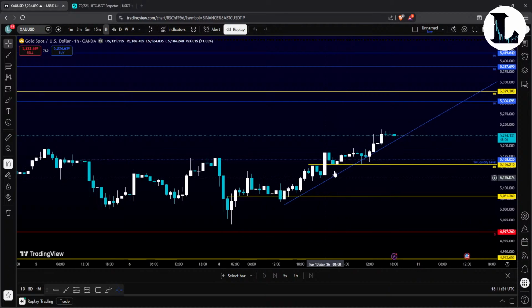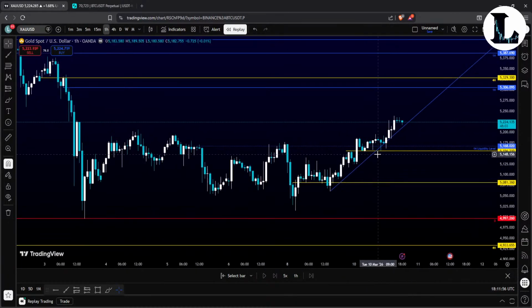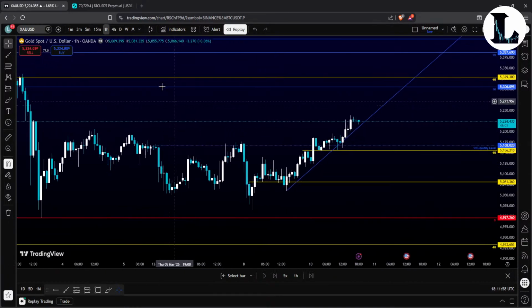I'm gonna keep this trend, even though I believe that we can break that trend. It is a 1 hour trend, and the 4 hour here can hold the break of that trend. Okay, really simple, guys. We break the trend.